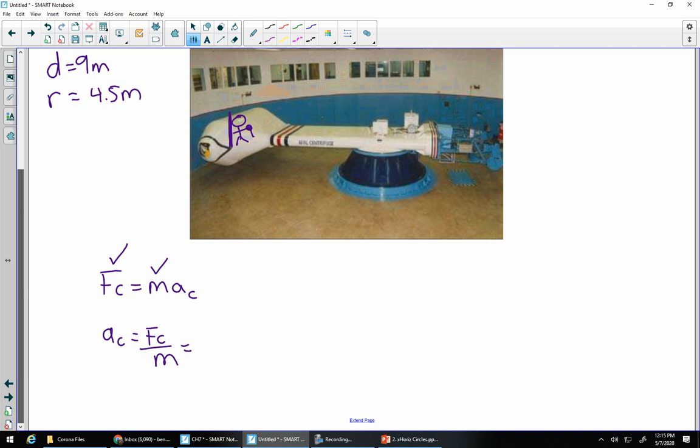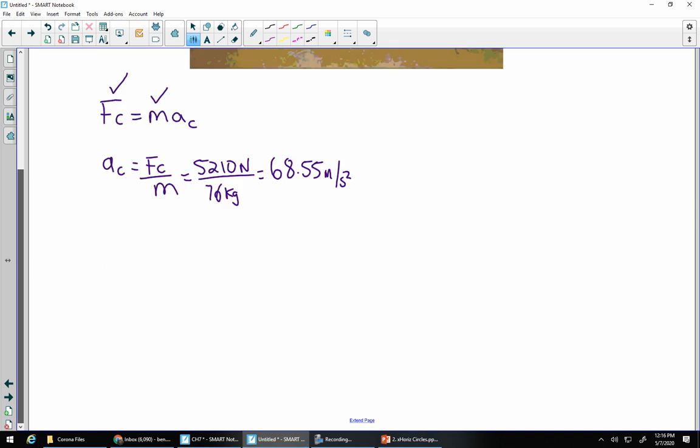So then FC was 5,210 newtons, and mass, I believe it was a 76 kilogram person. Go ahead and plug that into your calculator. Cool, I got mine. Turns out to be 68.55 meters per second squared. We'll come back to that and talk about G-forces again and see how many G-forces this person has experienced. But anyways, we got this.